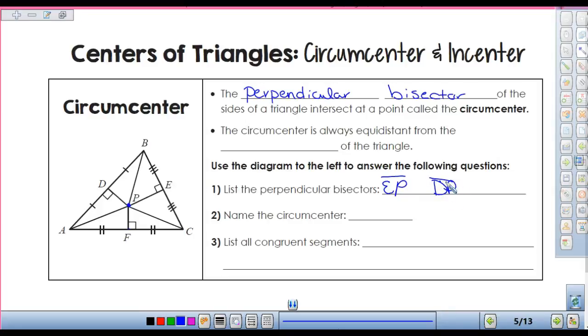Okay, and what's the other one? Yeah, good. So far, so good. What is my circumcenter? P.